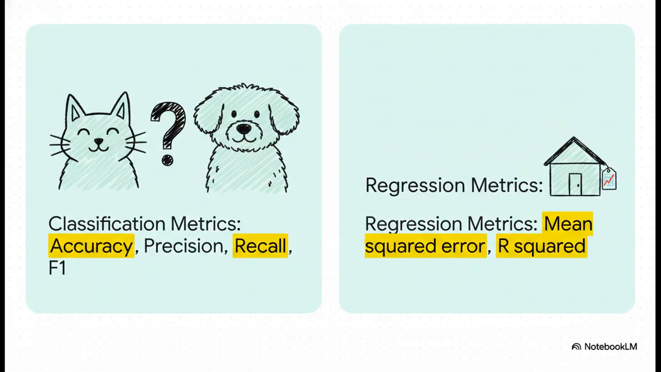So how do we actually measure success? Well, we use specific mathematical metrics. For a classification problem like, is this a cat or a dog, we might use accuracy, which is simply what percentage of the time did the model get it right. For a regression problem like predicting a house price, we might use mean squared error, which measures on average how far off the model's prediction was from the actual price.